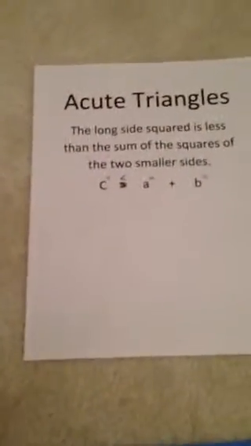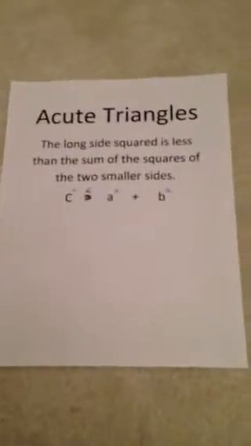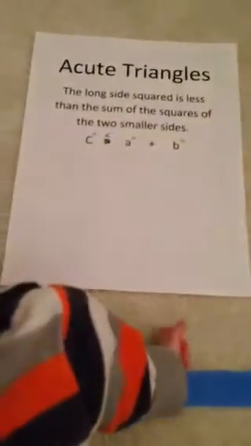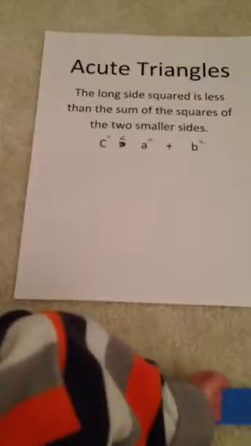You are cute. We want to go to the acute triangle, which of course is, in an acute triangle, the long side squared is less than the sum of the squares of the two smaller sides. Right, Graham? I'm going to point to that. Oh, yeah, isn't that cool? So we have the acute triangle. C squared is less than a squared plus b squared.